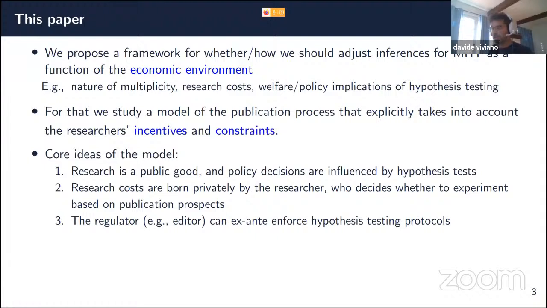Now, to achieve this goal, what we do is that we propose a model of the publication process that explicitly takes into account the incentives of the researcher, but also the constraints which arise through the costs that the researcher face. Now, to be a little bit more concrete, let me tell you that there are three core ideas of this model. The first idea is that research is a public good, and policy decisions are influenced by hypothesis tests.